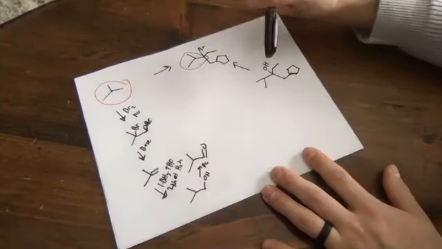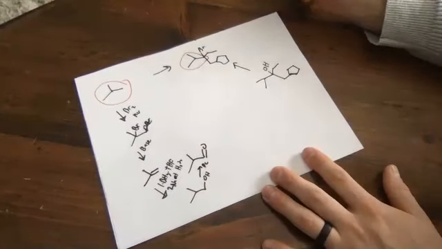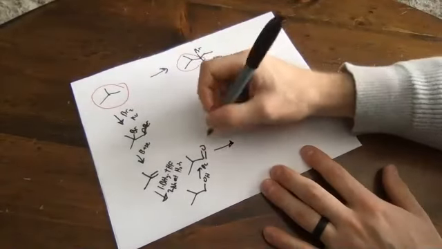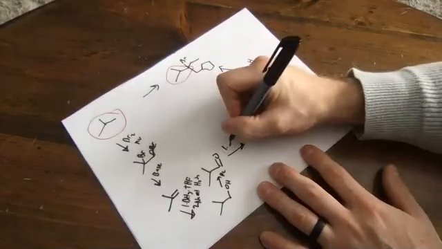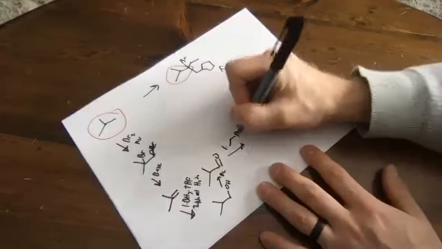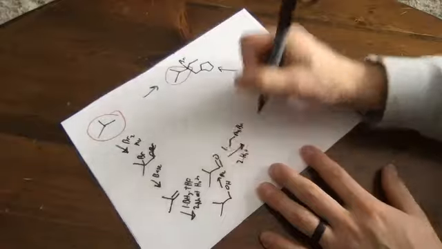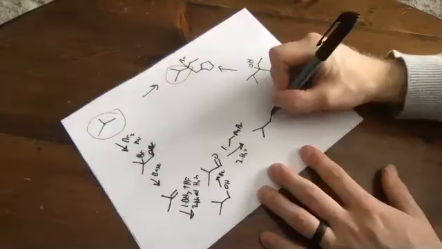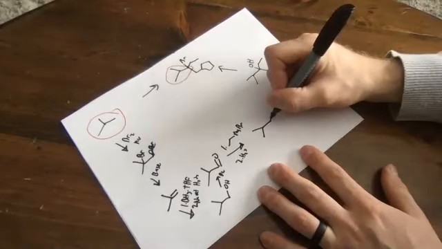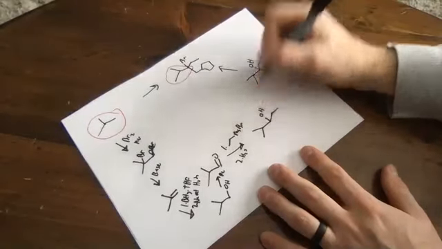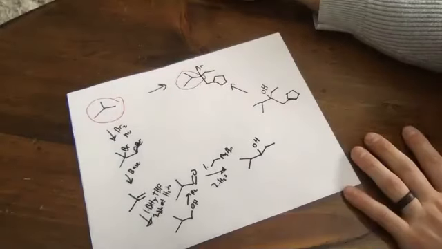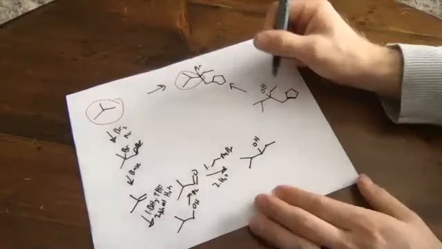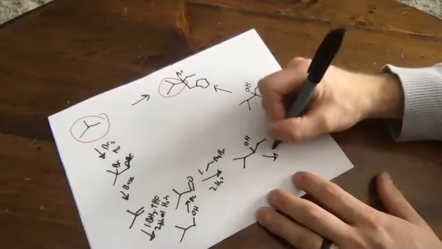We need to add these groups here. So let's do the ethyl first. Magnesium bromide gives me this alcohol. Oxidize it in order to do this reaction again. So we can throw in PCC.